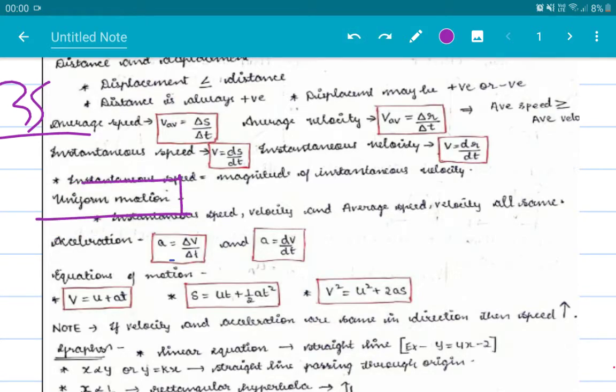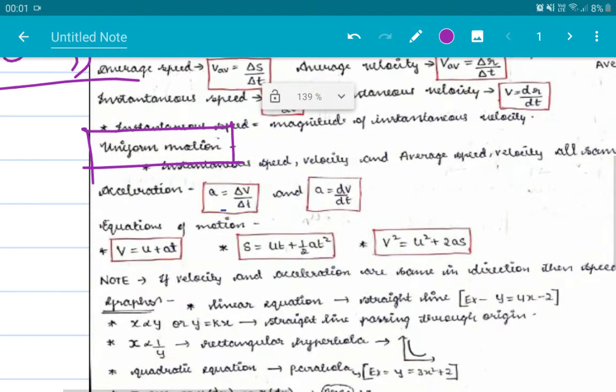What is uniform motion? Traveling of some object in equal intervals of time, an object travels equal distance in equal intervals of time, that is uniform motion. So instantaneous speed, instantaneous velocity and average speed and average velocity are all the same in uniform motion, because distance is the same, displacement is also the same, time is also the same. Now coming to the new topic, that is acceleration.